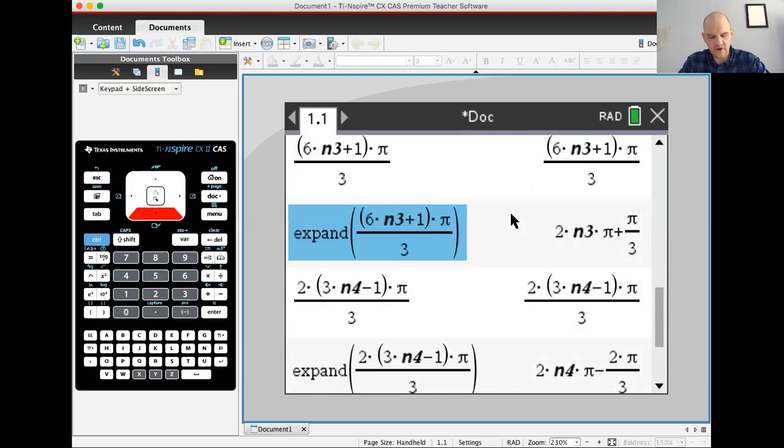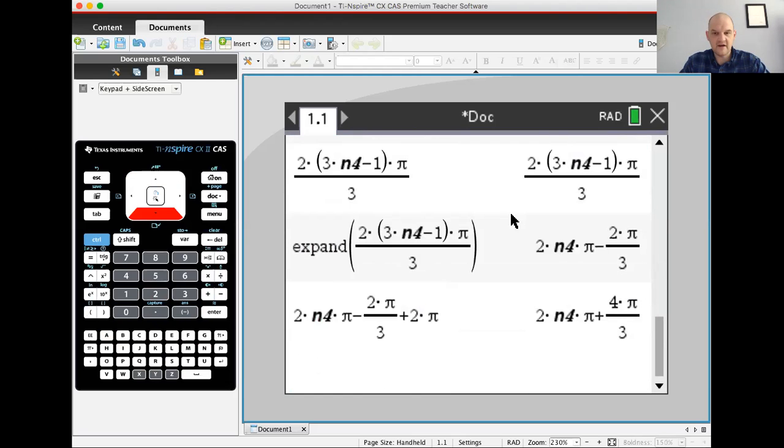Crazy. We got it right, but our answer is more efficient. I don't know why the calculator does it this way. It could have combined this answer with this one up here and just said 4 pi over 3 plus pi times n, but it didn't do that. And I don't have an answer for why it did it that way.